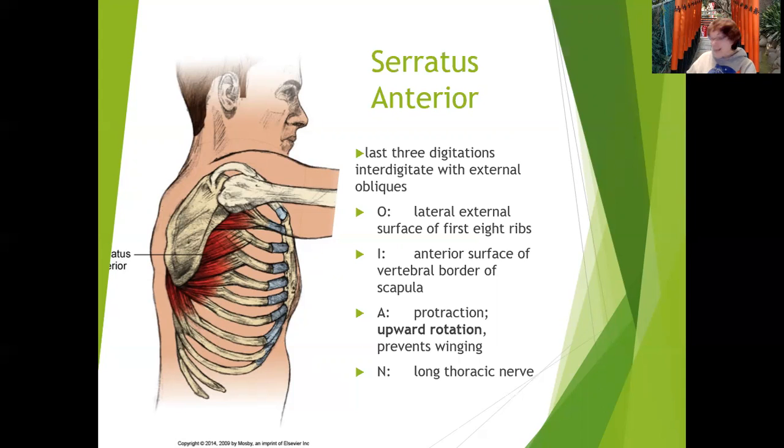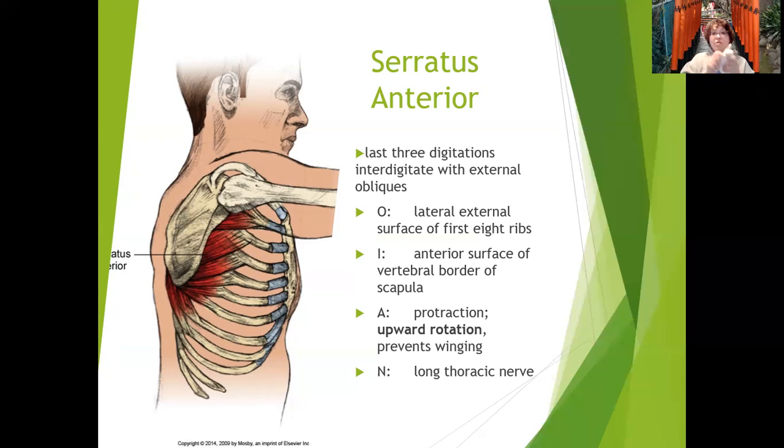The insertion is the anterior surface of the vertebral border of the scapula. Well, isn't that interesting? So it's running anteriorly, it's coming from the ribs, and it's running anteriorly and attaching to the vertebral border. So you can see how that would pull the scapula forward along the rib cage, right? And because it's pulling on that vertebral border, that's what helps prevent the scapula from winging out. It is innervated by the long thoracic nerve. So the way I remember it is SALT, S-A-L-T, serratus anterior, long thoracic. SALT, that's our muscle and its innervation.